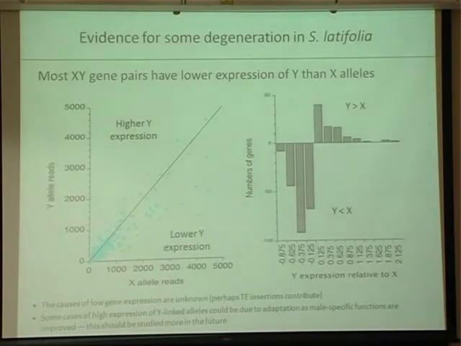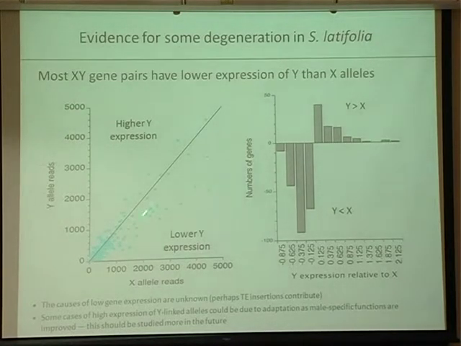Because these are RNA sequences done by high-throughput sequencing, we have very crude, but we have some, estimates of their expression level. So this graph shows you the numbers of reads from the X chromosome allele and the Y chromosome allele for a whole bunch of genes which we're fairly sure really are located on the X or Y chromosome.